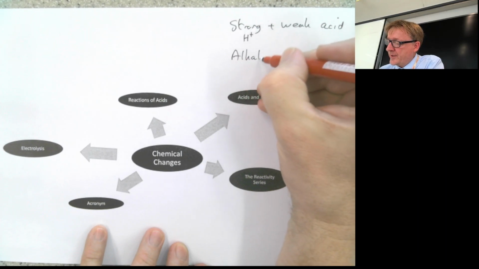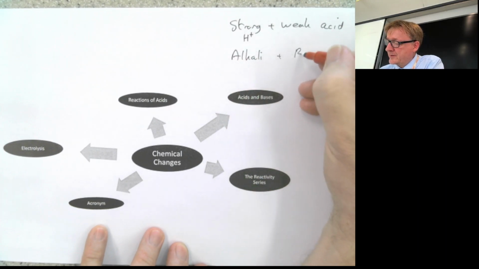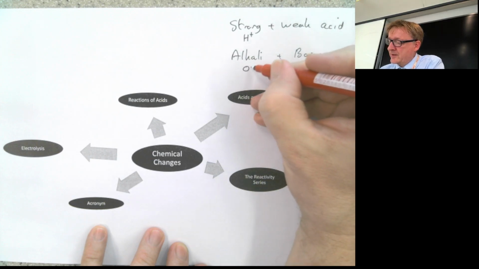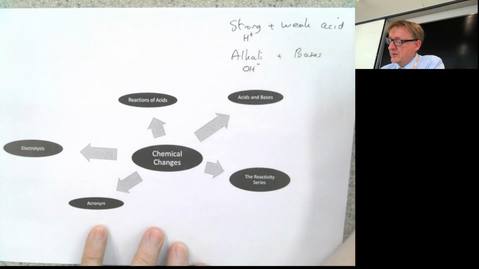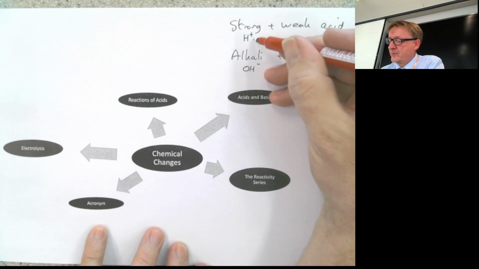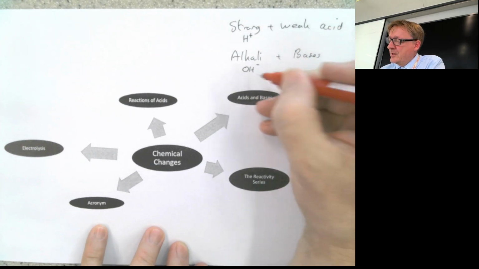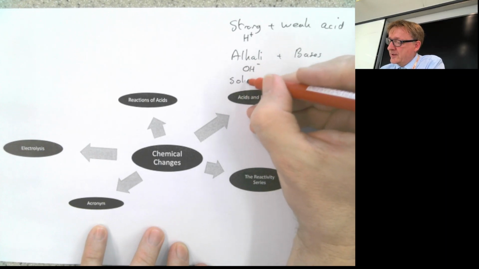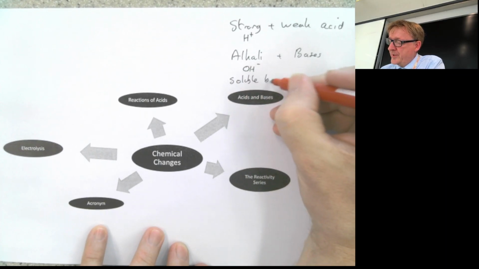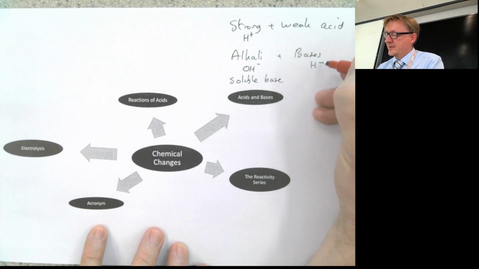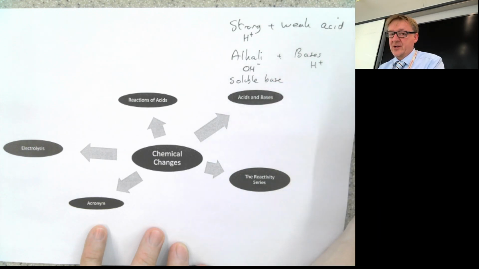You need to know about alkalis and bases. An alkali is something that has OH minuses, which counteract those H pluses. An alkali is a soluble base. And a base is something that will absorb, take in H plus ions, so it doesn't necessarily have to have the OH minus.